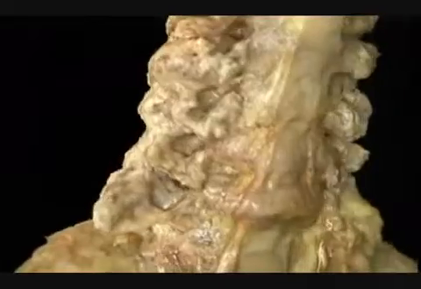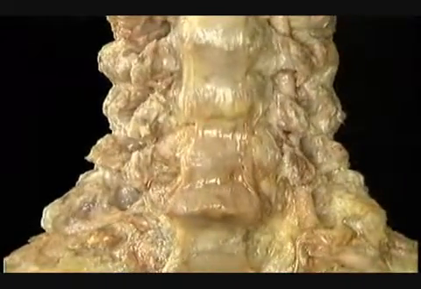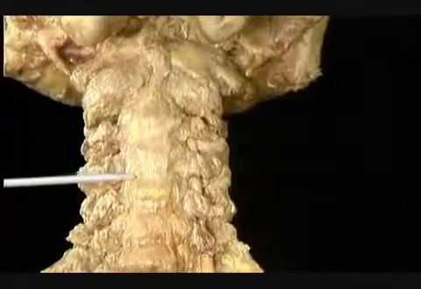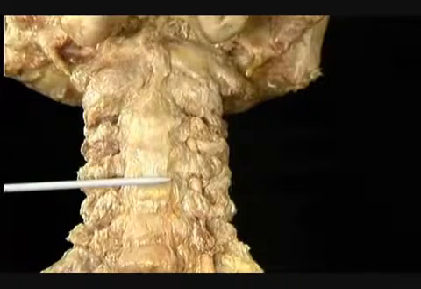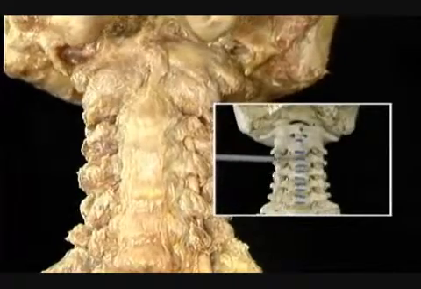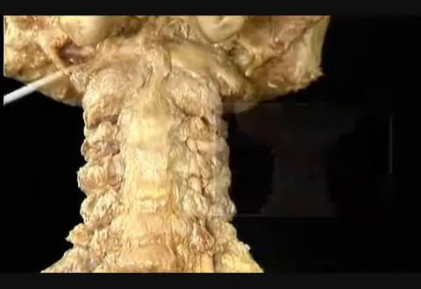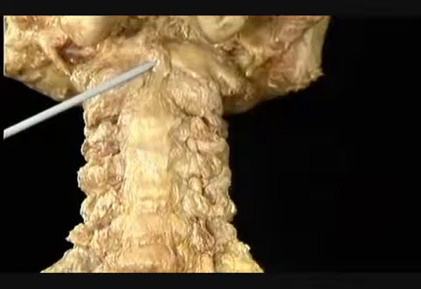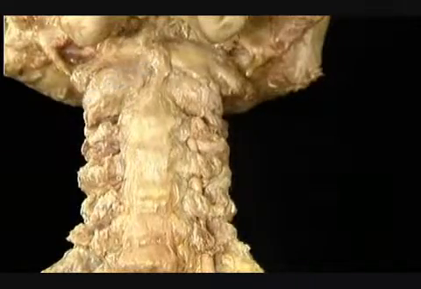Next we'll go round to the front to see the anterior longitudinal ligament. This broad band is the anterior longitudinal ligament. It runs the whole length of the vertebral column, connecting the fronts of the vertebral bodies. It ends up here, at this tubercle on the arch of the atlas. The anterior longitudinal ligament is not as impressive in the neck as it is lower down.